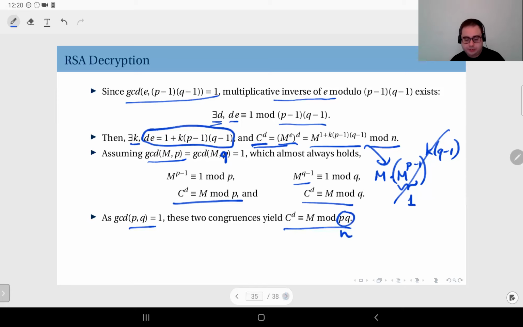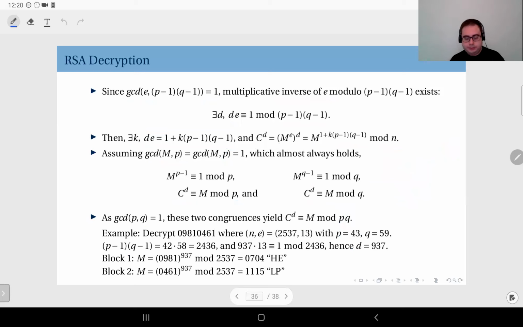Let's see this on an example. Decrypt this message, 09810461, where n is given as 2537, e is 13, the same public key we have seen in the earlier example. P and Q are these values. Now (P minus 1)(Q minus 1) is 42 times 58, 2436, and 937 turns out to be the multiplicative inverse of 13 under modulo 2436. Therefore, we choose that as D.